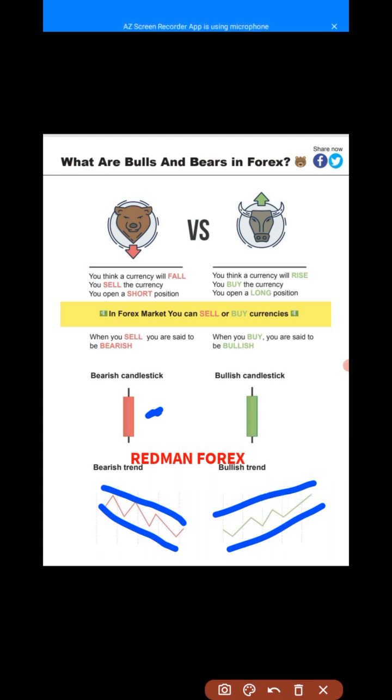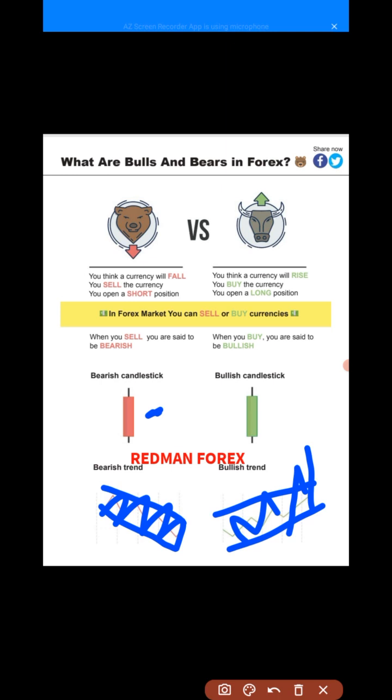Okay. So the same thing with trend. Once the market is forming higher highs, higher lows, higher highs, higher lows, that means a bullish trend. And if the market is going down, lower lows and lower highs, that is a bearish trend, okay? Bearish trend, bearish candlestick, bullish trend, bullish candlestick.